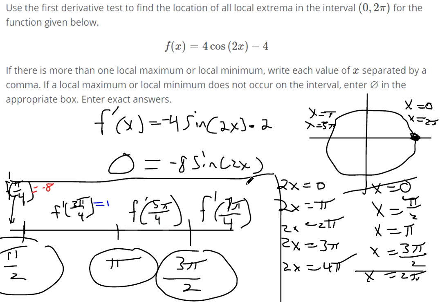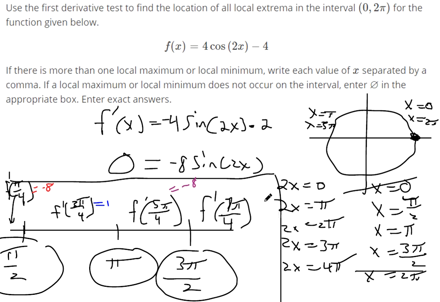5 pi over 4, if we plug that in for x into the derivative, that gives us 5 pi over 2. Pi over 2, 2 pi over 2, 3 pi over 2, 4 pi over 2, 5 pi over 2. The corresponding y coordinate is 1. So negative 8 times 1 gives us negative 8.